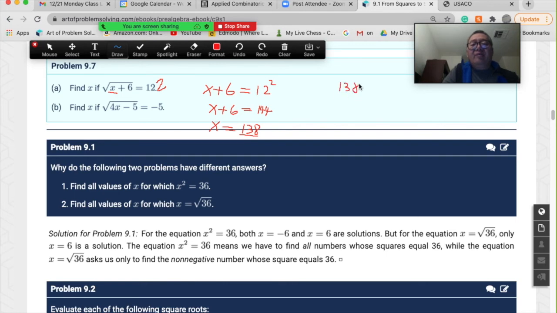Then you can plug this one here, check. 138 plus 6, then square root. This one equals square root of 144, then equals 12. That equals the right side. So that means your answer is correct. x equals 138. So to solve this kind of problem, you can square both sides, right? But before you square, you need to check if you should square it.